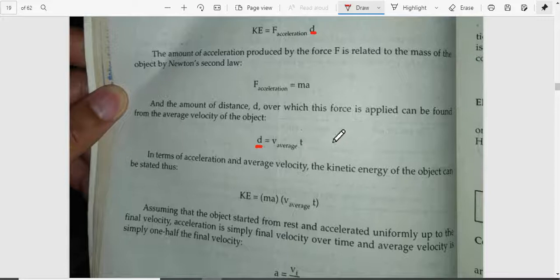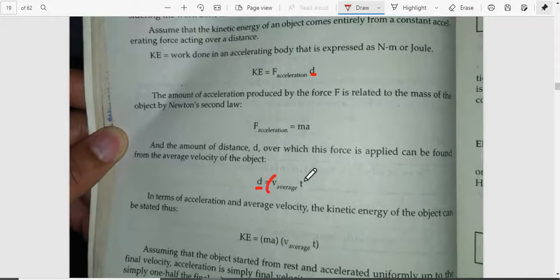So how do you get the average velocity? You have your VI and VF. Add the two, then divide by 2, then multiply by the time. So in terms of acceleration and average velocity, the kinetic energy of an object is equal to force times acceleration, then times average velocity times time.